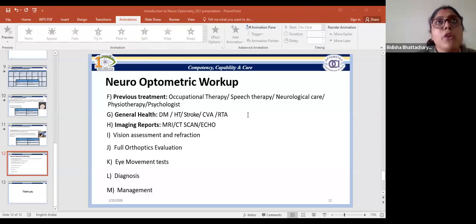Yes, ma'am. This is a very good question. I would say that most of the patients from the neuro-ophthalmology clinic, a few patients, are misdiagnosed as having neuro-optometric issues. There are two, three conditions.